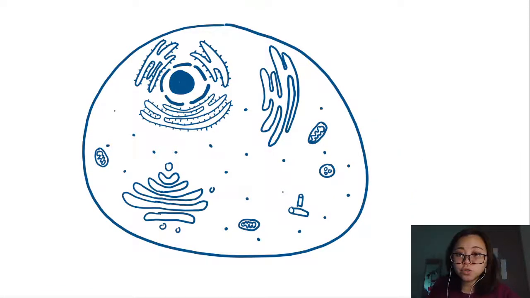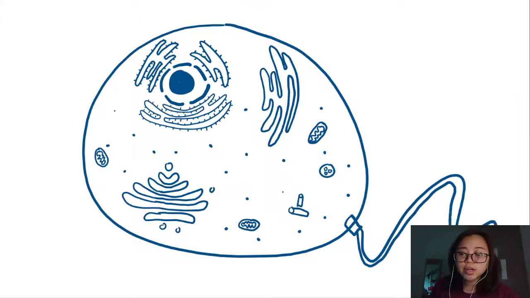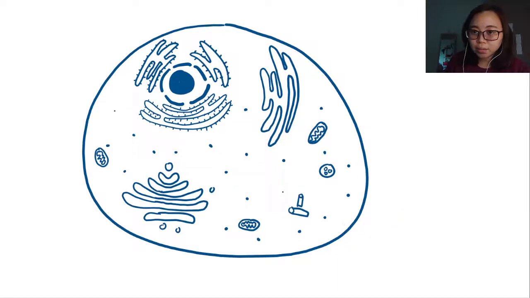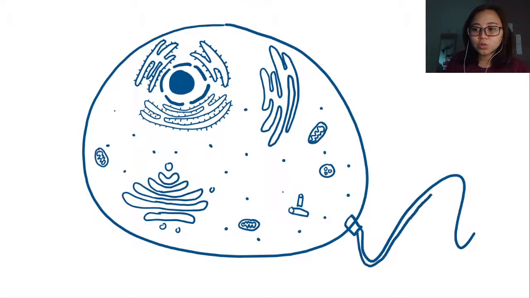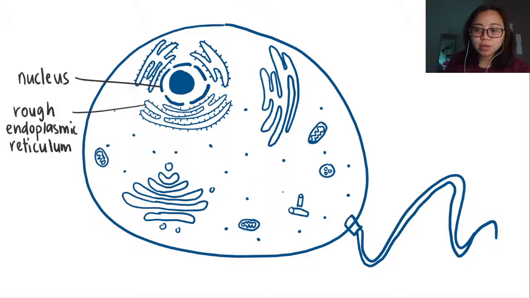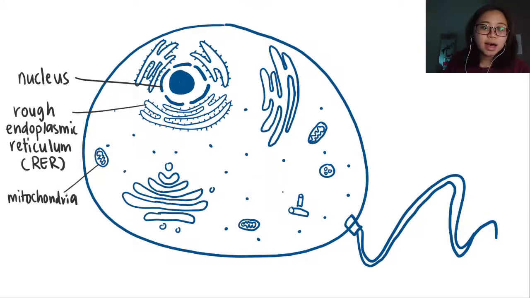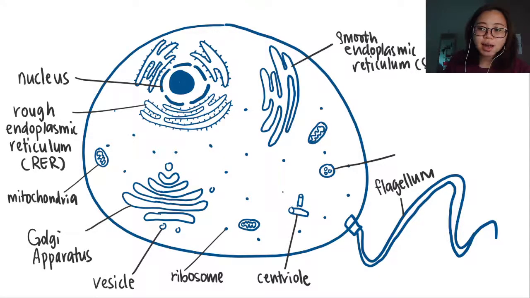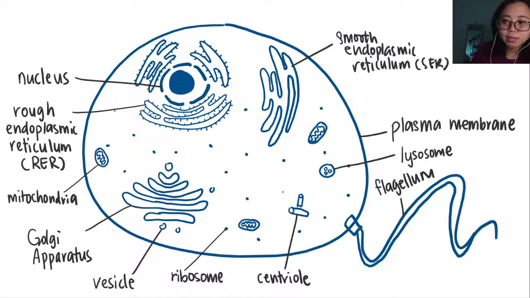And then after you draw something, it's a good idea to label. Sorry, I forgot to draw one more flagellum. Okay. After you draw something, it's a good idea to label. So I am going to label the nucleus, label the rough endoplasmic reticulum, also called RER. I label the mitochondria, the Golgi apparatus, the vesicle, the ribosome, the centriole, the smooth endoplasmic reticulum, or SER. I label the flagellum and the lysosome and the plasma membrane.